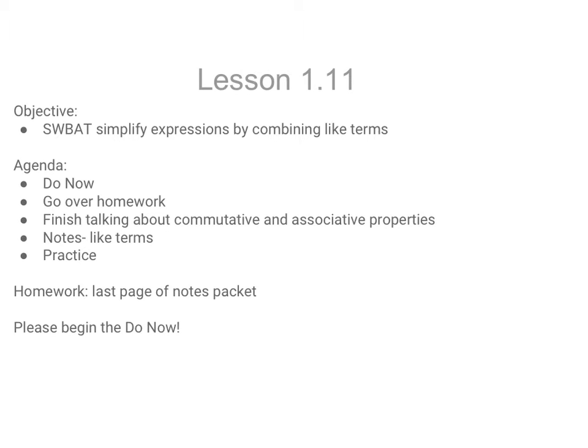Before we do that, though, I want to finish up what we did yesterday with the commutative and the associative properties. So it's going to be a little bit of a repeat of yesterday's video. You can fast forward that if you already looked at that part, and we'll get to the new stuff. But for now, let's go over the do now answers and the homework. So go ahead and turn to the next page.